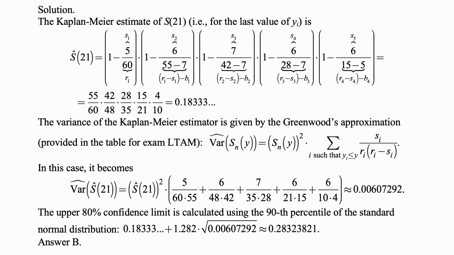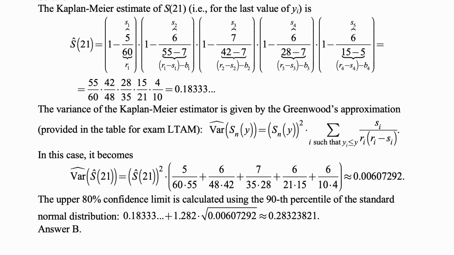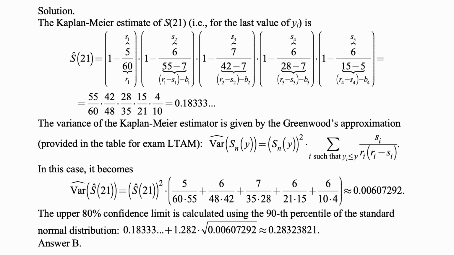So in this case, this becomes S of 21 estimate squared times 5 over 60 times 55 plus 6 over 48 times 42 plus 7 over 35 times 28 plus 6 over 21 times 15 plus 6 over 10 times 4, and it's approximately 0.00607292.